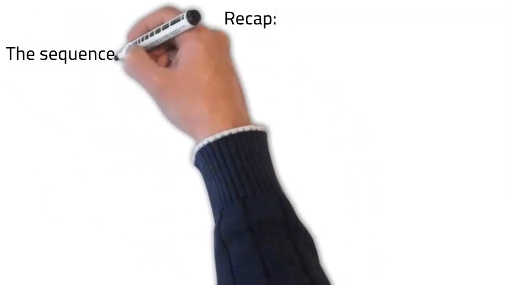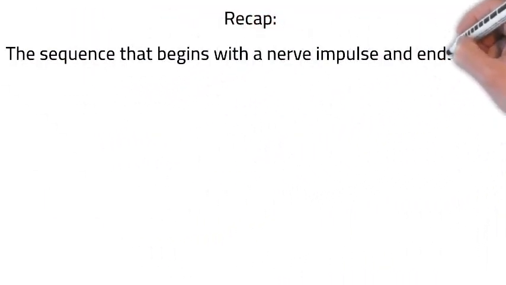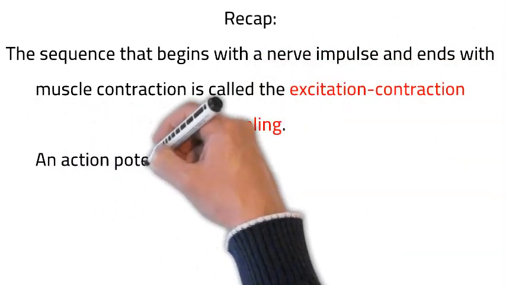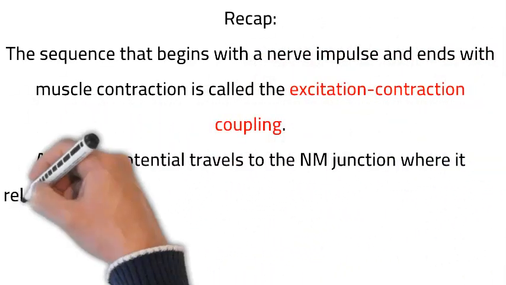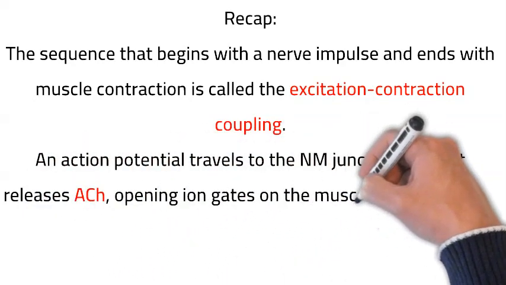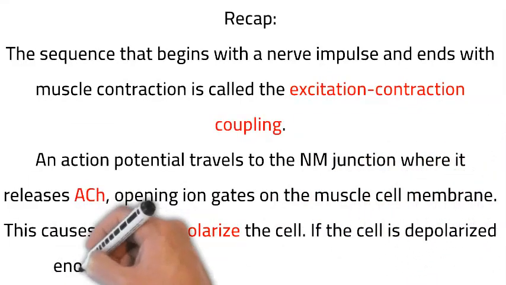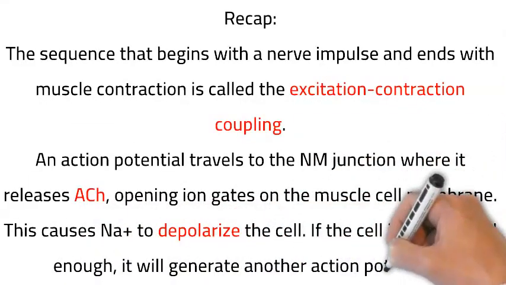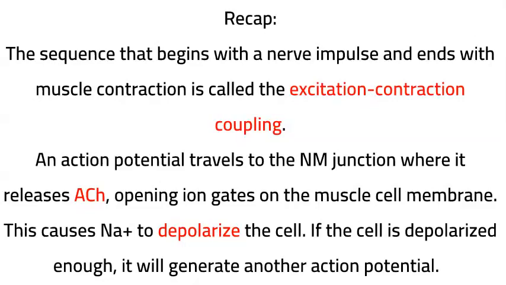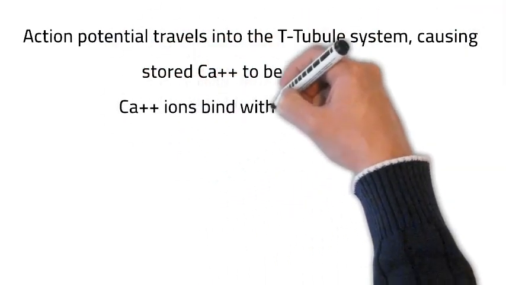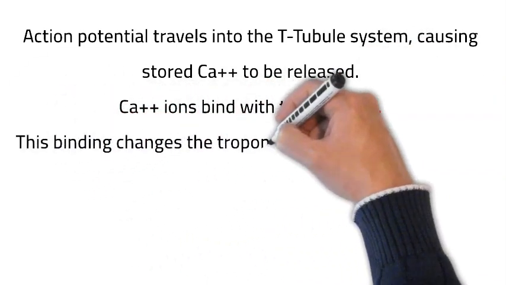So let's recap. The sequence that begins with a nerve impulse and ends with muscle contraction is called the excitation-contraction coupling. An action potential travels to the neuromuscular junction where it releases acetylcholine, opening ion gates on the muscle cell membrane. This causes sodium to depolarize the cell. If the cell is depolarized enough, it will then generate another action potential. The action potential then travels into the T-tubulus system, causing stored calcium to be released. Calcium ions bind with the troponin.